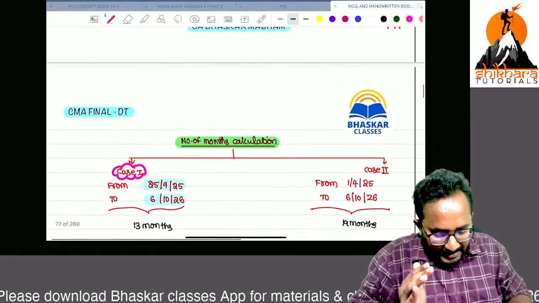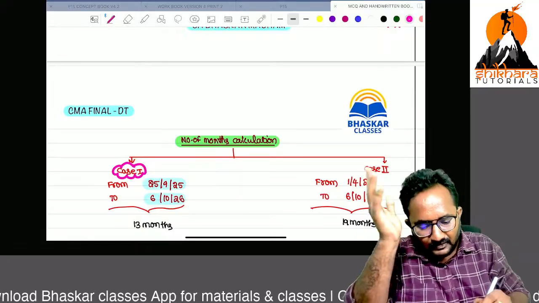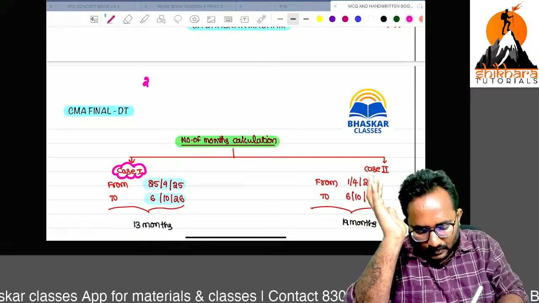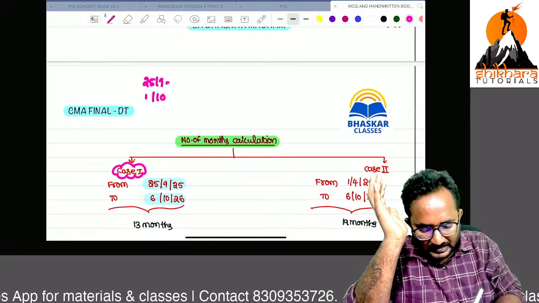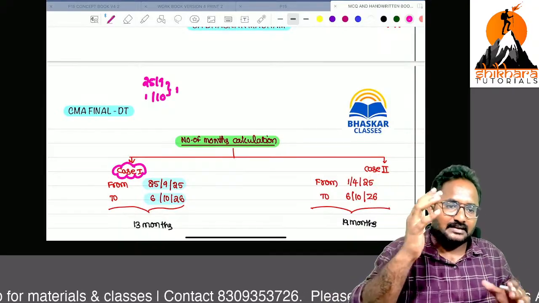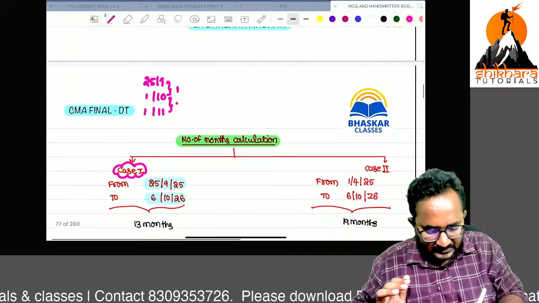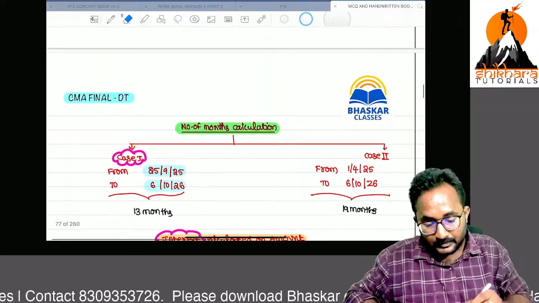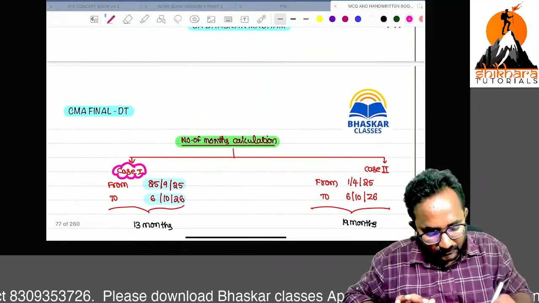Now, between the periods, how can we calculate the months? Many students take 25/9. From this 25/9, on 1st October they take 1 month. That is totally wrong. Next 1/11 they take the next month, the 2nd month. That is totally wrong. How are we going to calculate? From the date of default. What is the date of default?